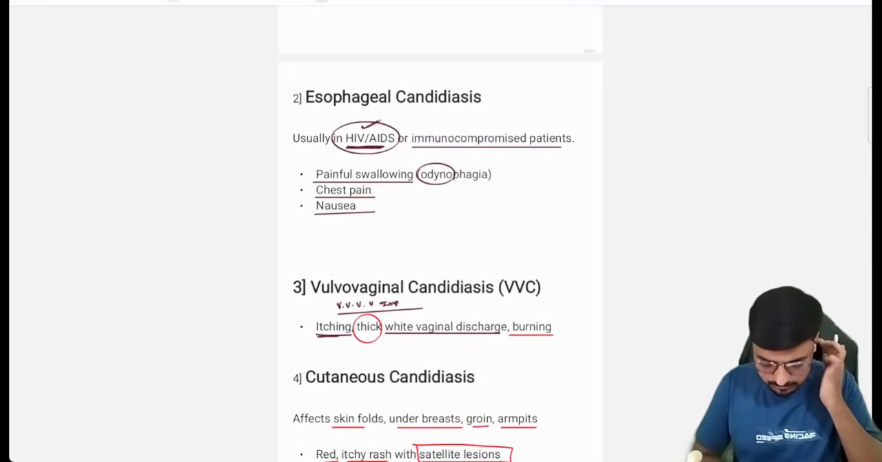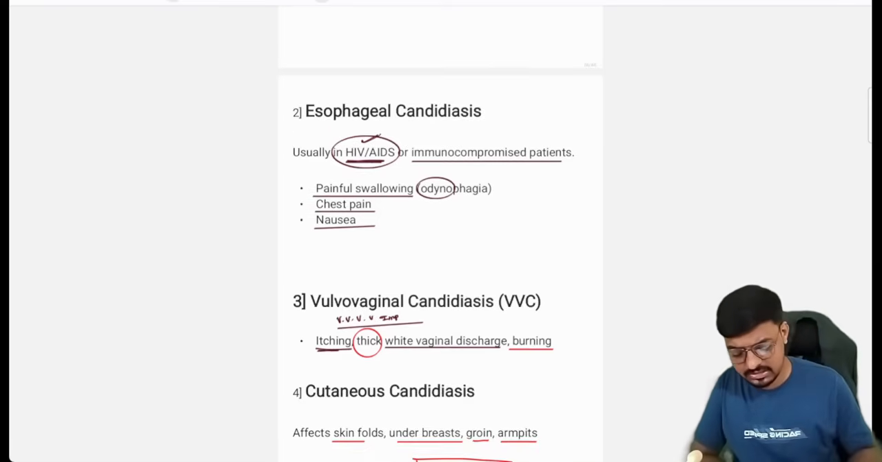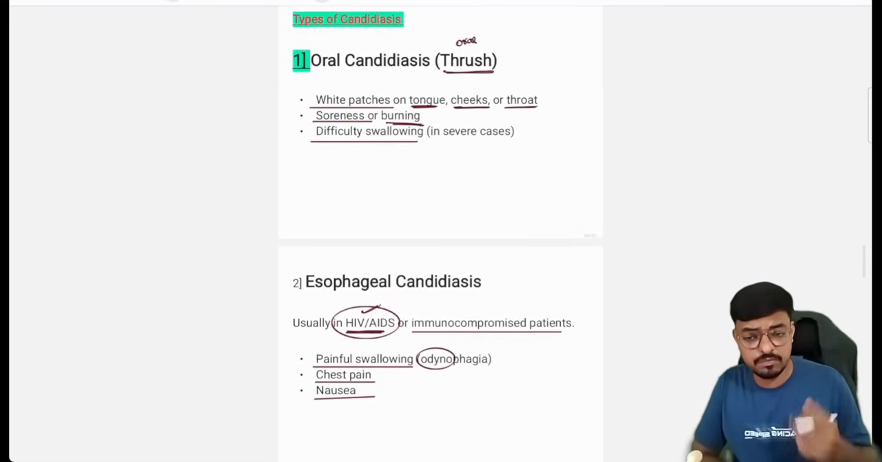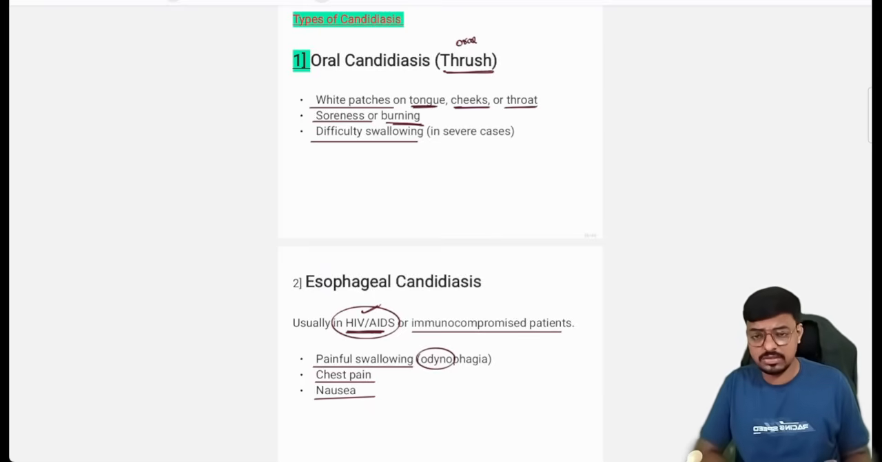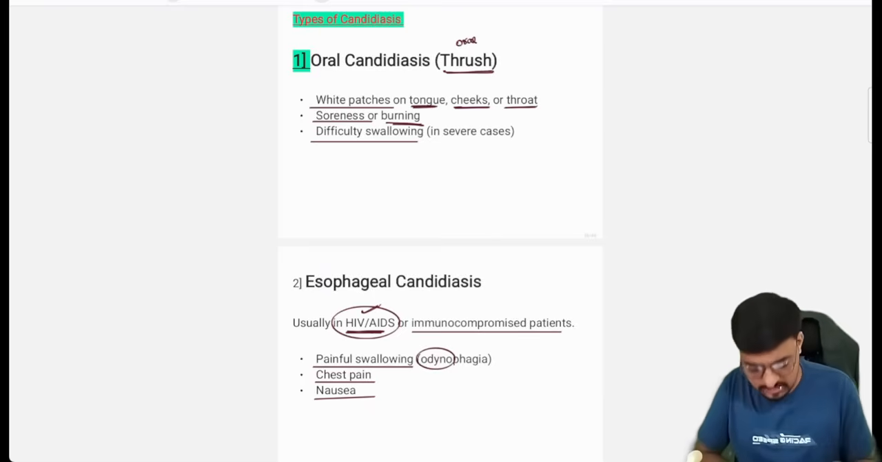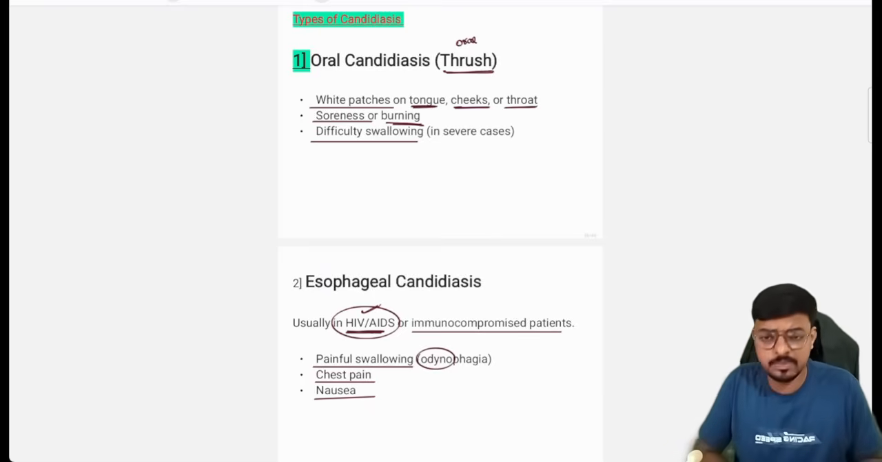Next comes esophageal candidiasis. The most important thing here is that it is associated with HIV and AIDS and immunocompromised patients, and odynophagia, chest pain and nausea are associated with it. So that is esophageal candidiasis. Next, the oral thrush or oral candidiasis.